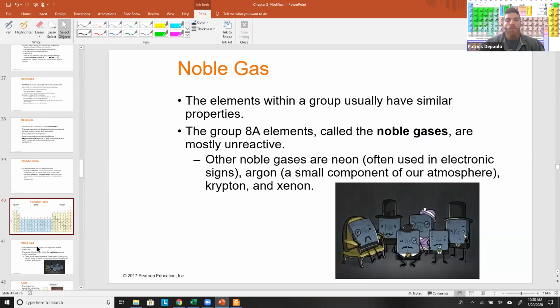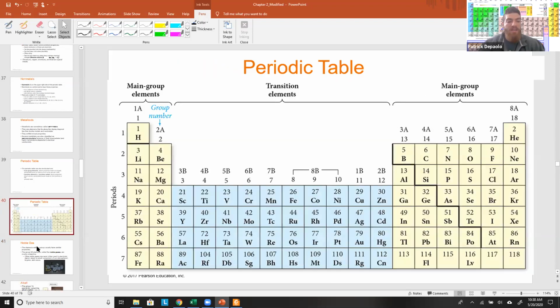All right, then the other groups you have within this section. I do expect you to know a few of them, and I will circle those group numbers. They have specific names. So 1A is called the Alkali Metals.